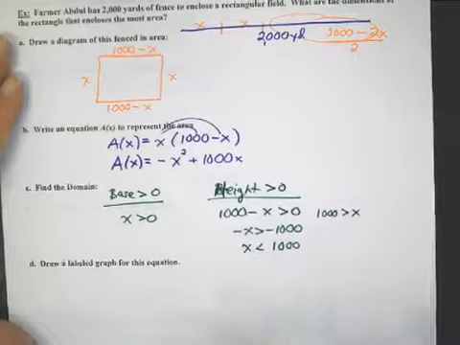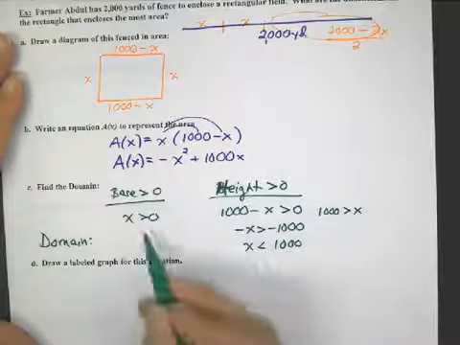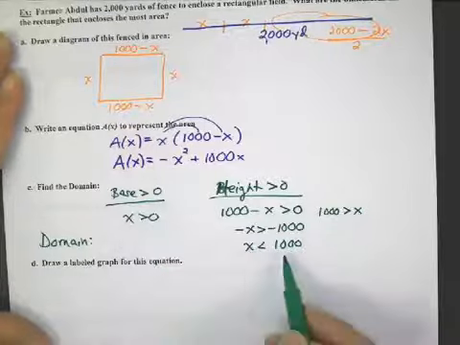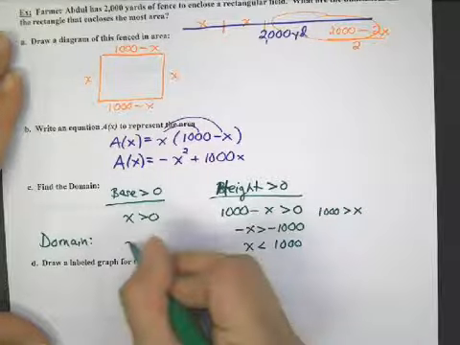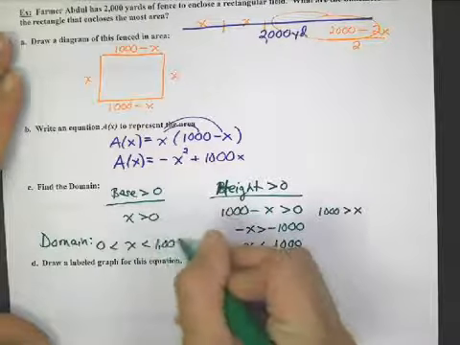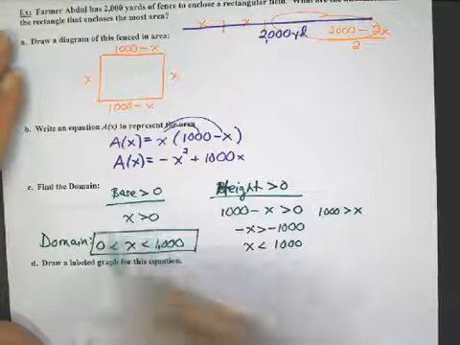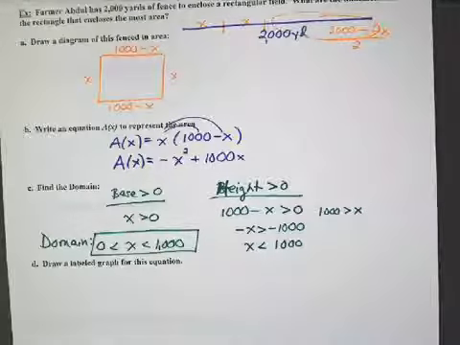But for the overall domain, I have to put them together. I have to be more than 0, but less than 1,000. So it seems like X has to go from 0 up to 1,000. You always use less than sign. So there's your domain. Okay, just like last chapter.